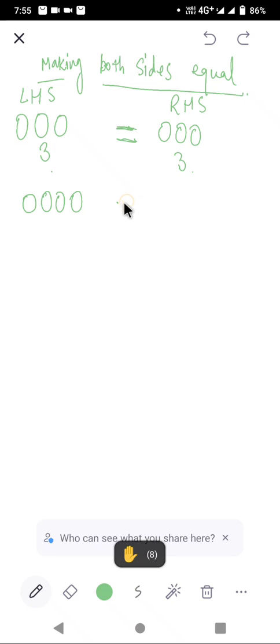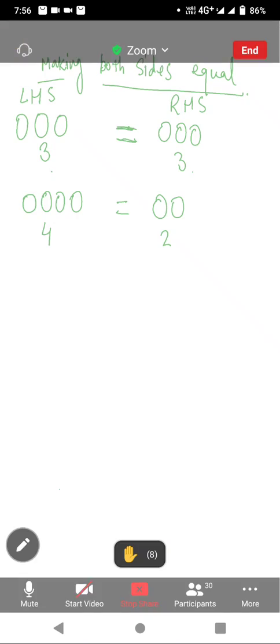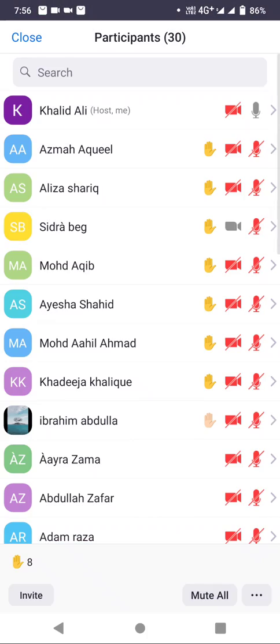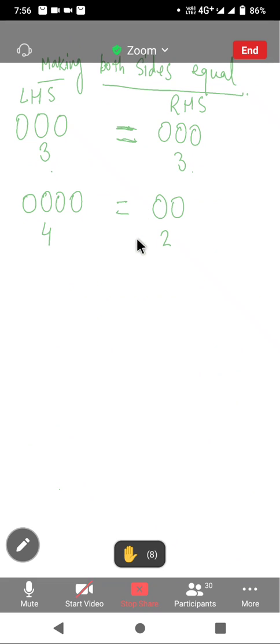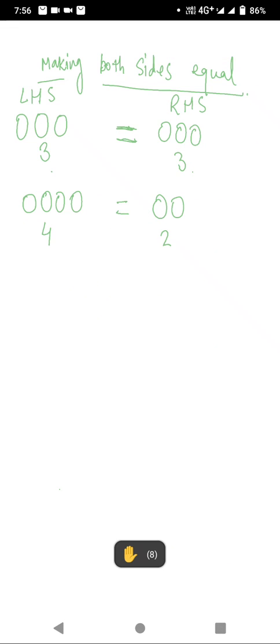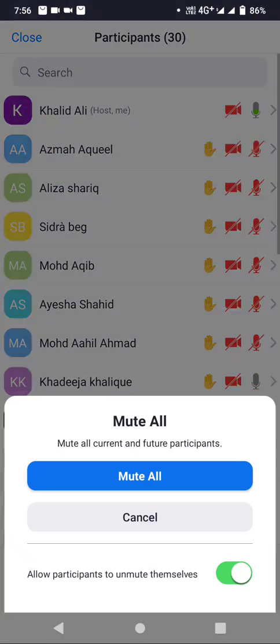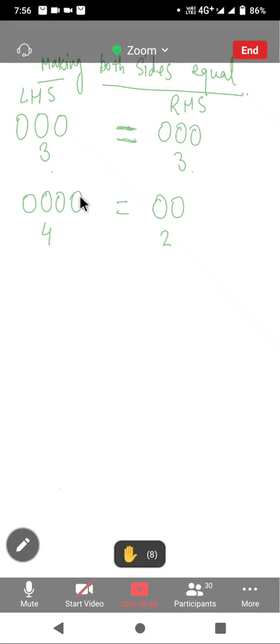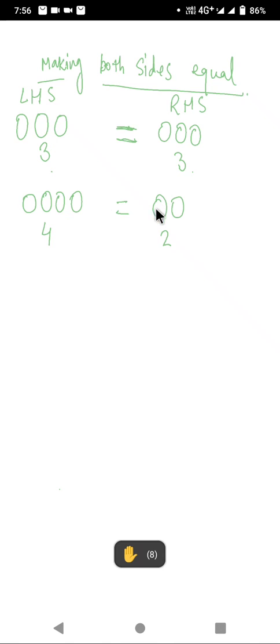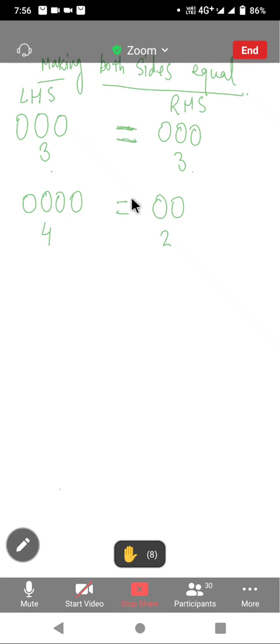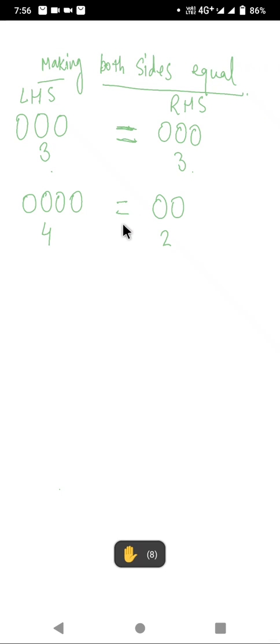Suppose here you have 4 and here you have 2. So are these equal? Yes students, can we put this sign? No, we can't do this. Because here we have 4 on the left hand side and on the right hand side we have only 2. So we can't put this equal to sign, because 4 does not equal 2.